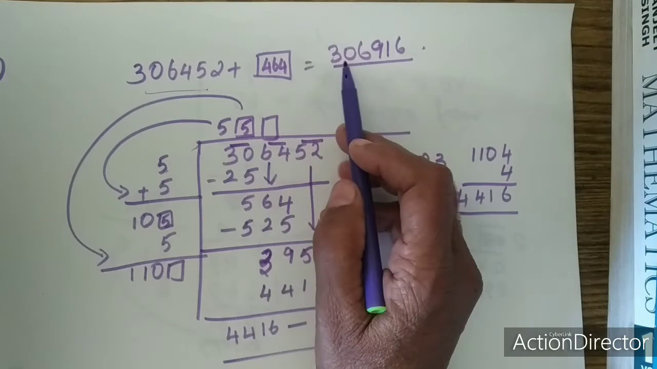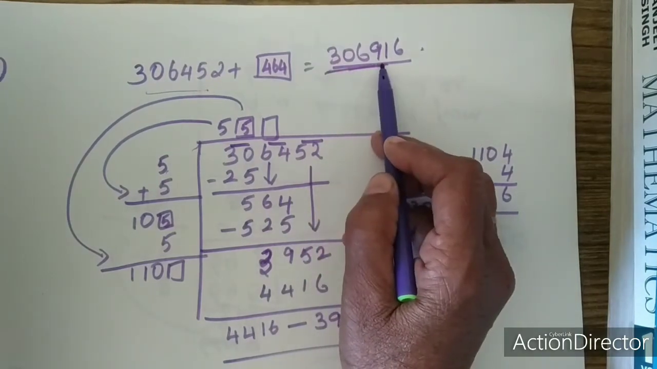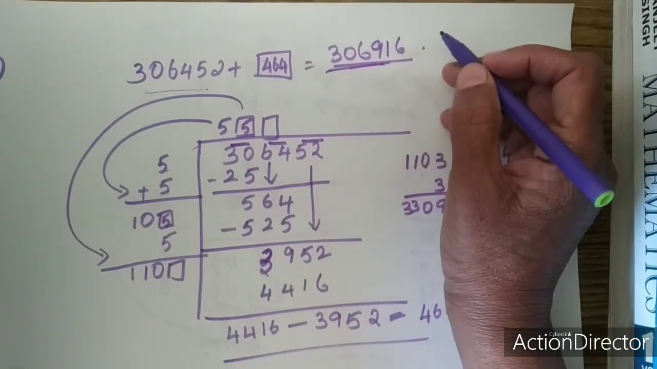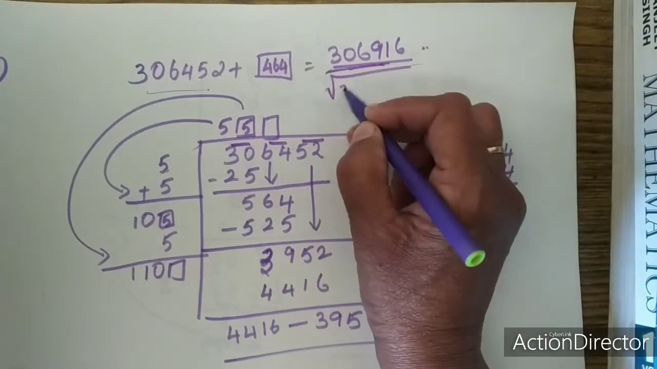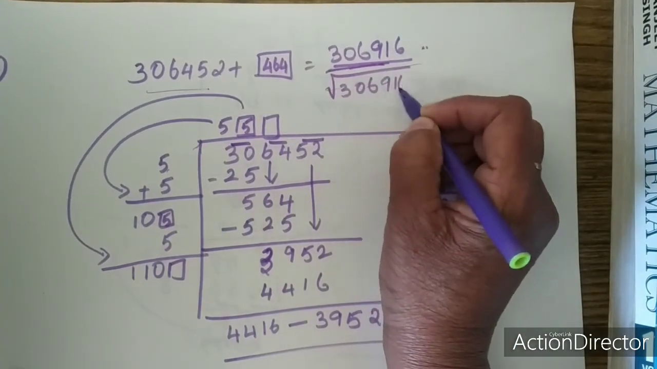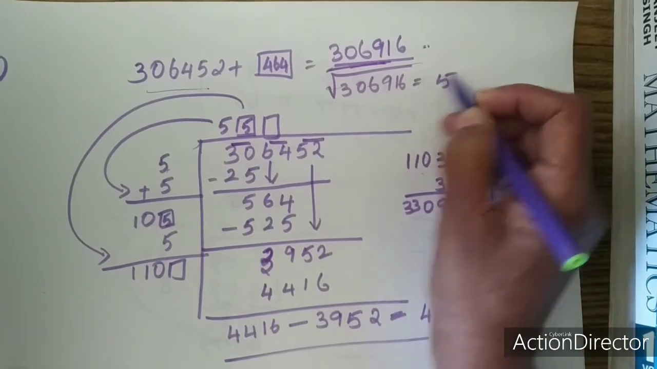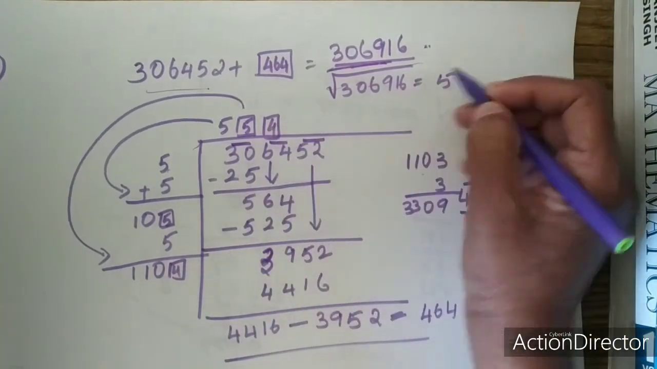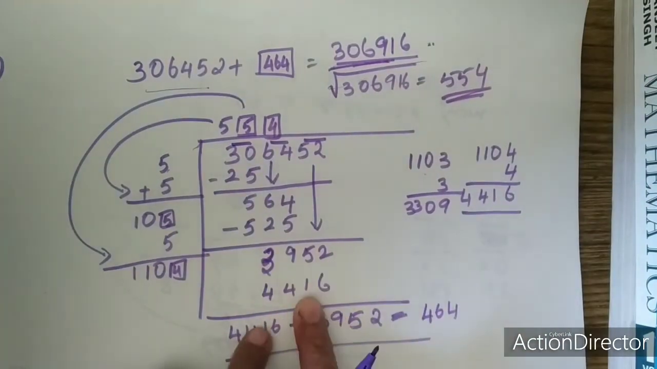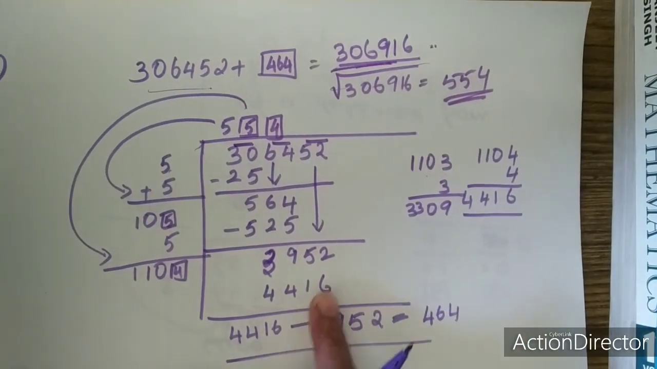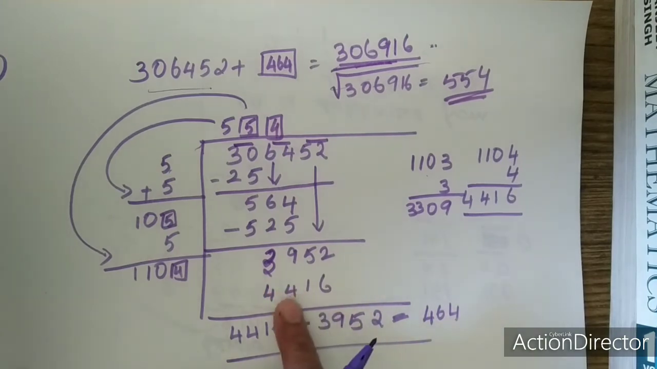After adding, you are getting 306916. Now the square root of 306916 will be equal to 554. So same number you will be getting. Only thing, you have to take a number greater. This is a clue actually. You can do by other method also, but to make it easier, I have taken a bigger number.